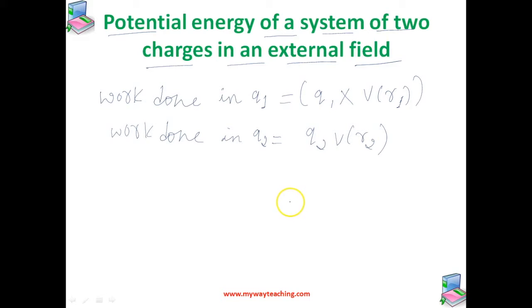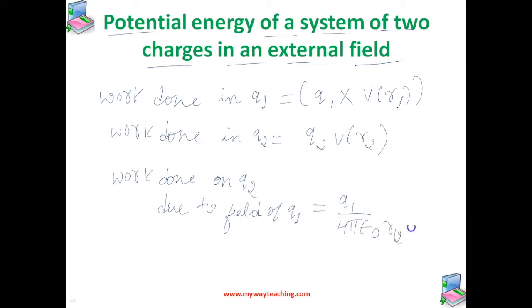Work done on Q2 against the field due to Q1. This is work done on Q2 against the external field. If you consider work done on Q2 due to the field of Q1, it is given by Q1 by 4 pi epsilon naught R12 into Q2.